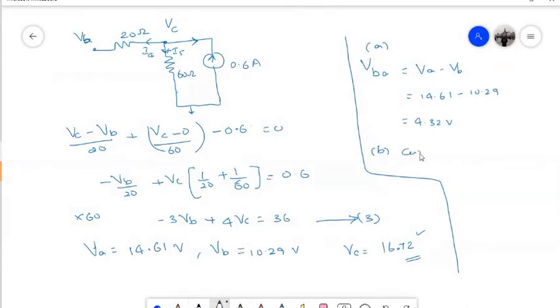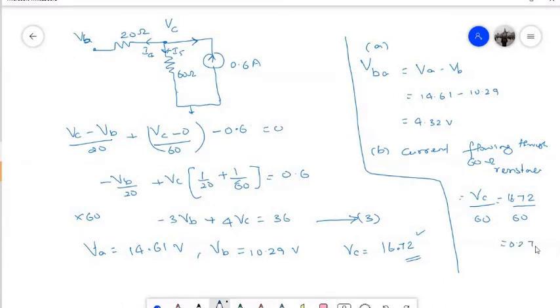Now, 60 ohm resistance is how much? It will be VC divided by 60. You'll be getting 16.72 divided by 60. So you get nearly 0.279.